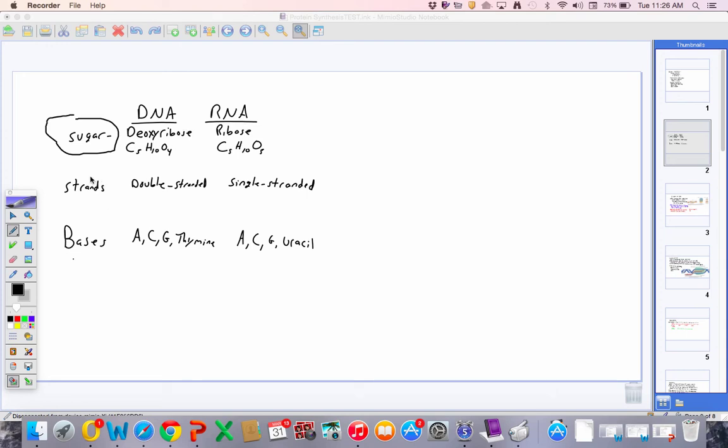DNA is double-stranded, while RNA is single-stranded. And that's not true all the time, but for the most part and for our purposes, we're going to say that's the truth. And then the bases in DNA, there's one difference. Thymine is found in DNA, but in RNA, thymine is replaced with uracil. So it's adenine, cytosine, guanine, and thymine in DNA, and adenine, cytosine, guanine, and uracil in RNA.